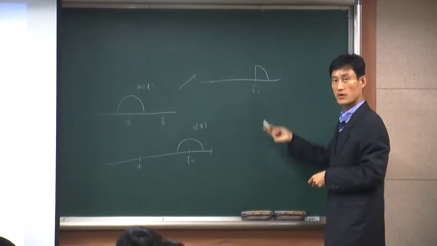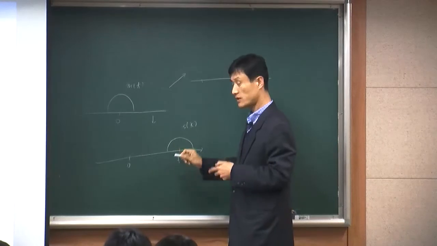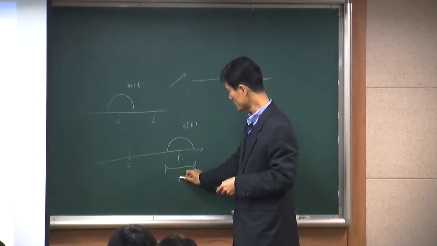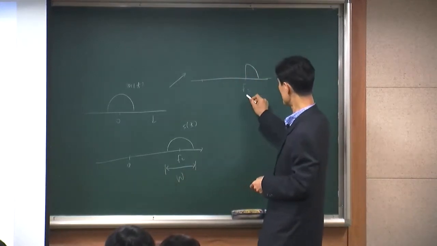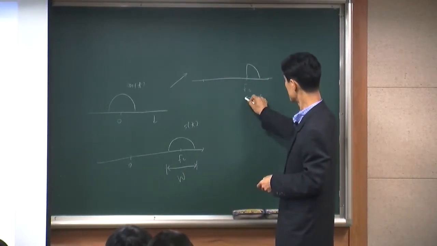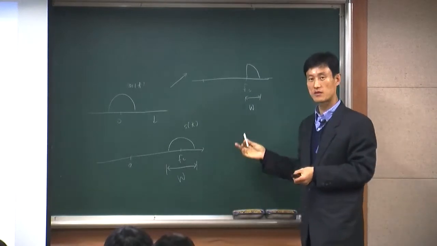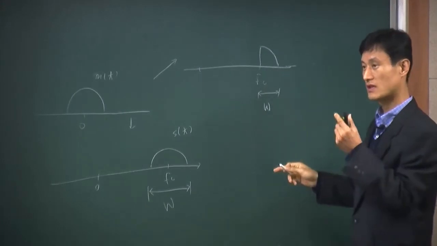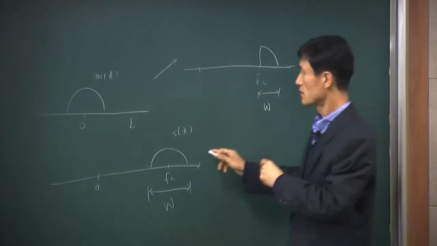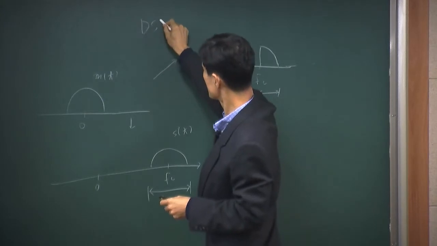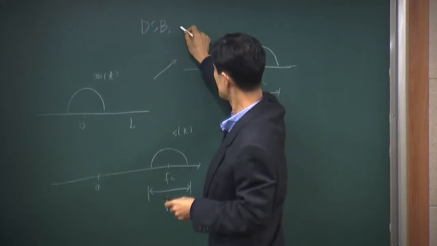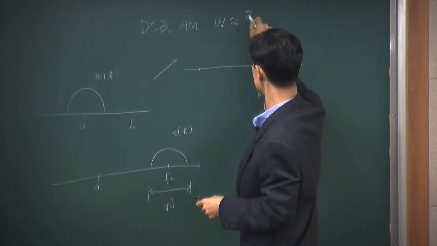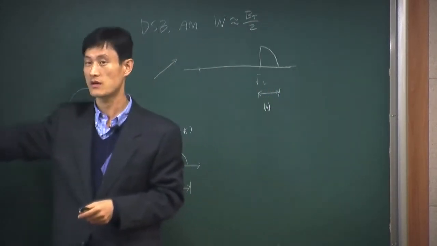Only half. So the filter bandwidth, in this case for DSB, is going to be W. But for this one, it's going to be W. So now we have a different bandwidth for the filter because our bandwidth of the signal is only half for single sideband. So simply speaking, for double sideband and DC added modulation, amplitude modulation, we typically assume that W equals B_T over 2. That's what you see here.